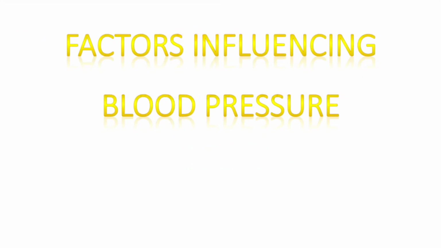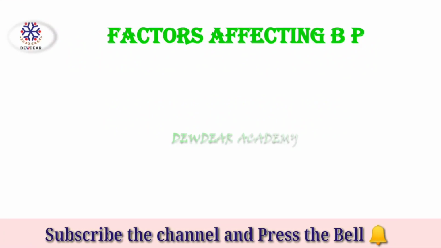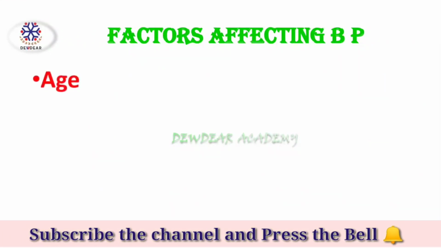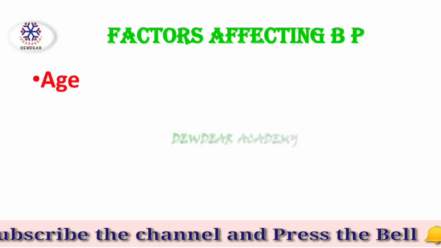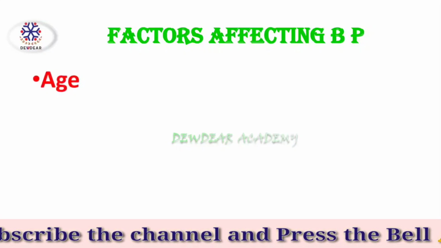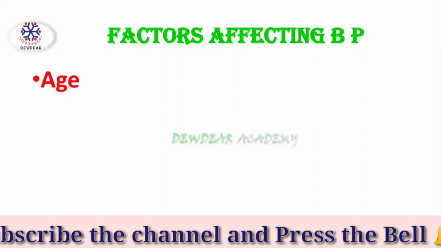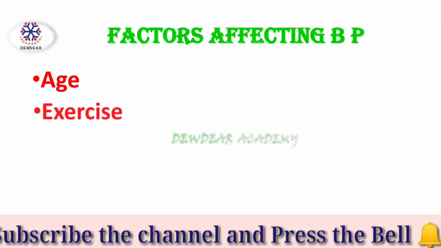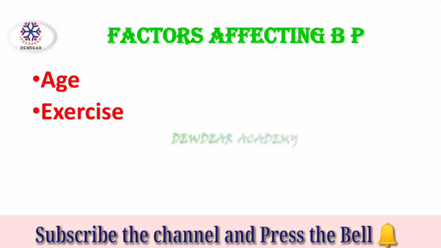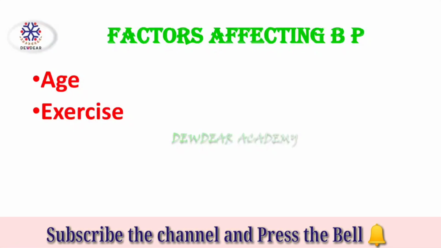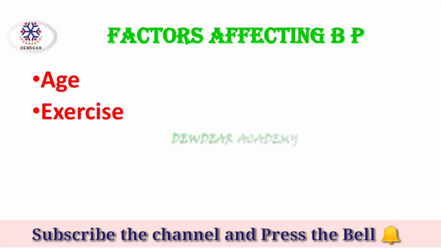Next is the factors influencing blood pressure. First one is age. Blood pressure varies throughout the age. As age increases, BP also increases, and older adults have a rise in systolic pressure related to decreased vessel elasticity. Exercise. Physical activity increases the cardiac output and BP. So 20 to 30 minutes rest period following the exercise is indicated before taking BP.